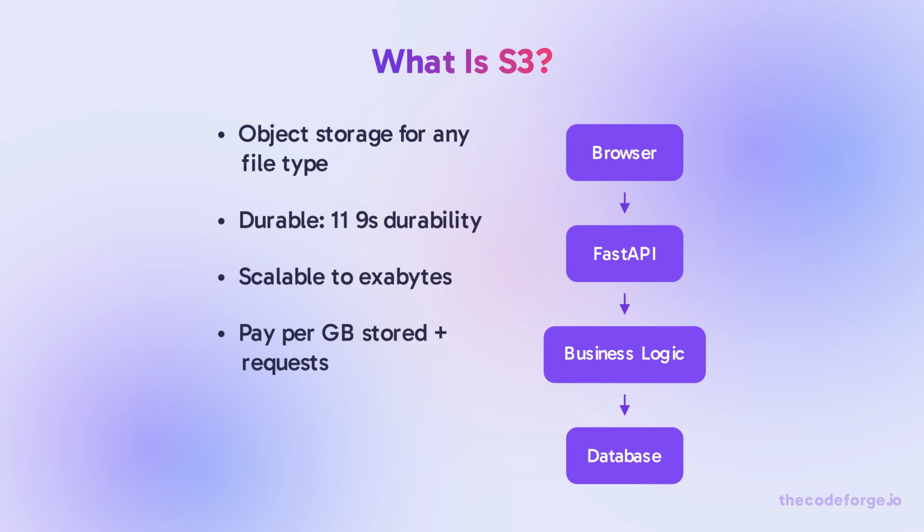Simple Storage Service stores data as objects in buckets. Each object has a key, data, and metadata. Buckets are region-scoped and globally unique. Access control is managed via bucket policies, identity and access management policies, and presigned URLs. Lifecycle policies automate cost savings by moving data to cheaper storage classes.